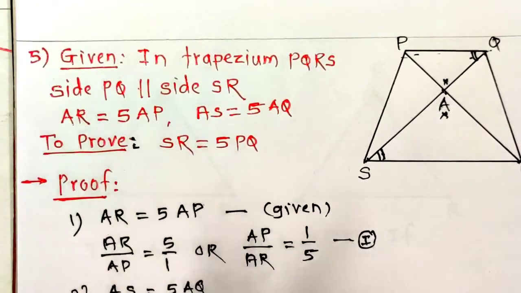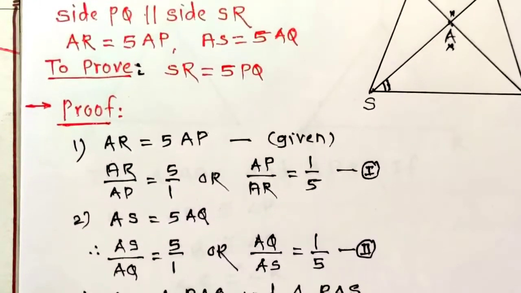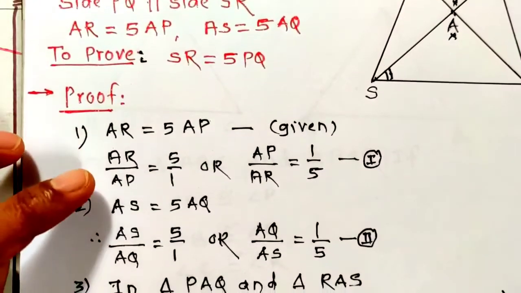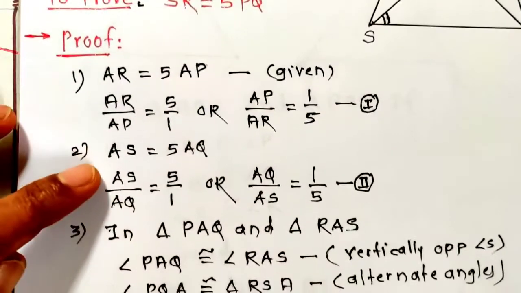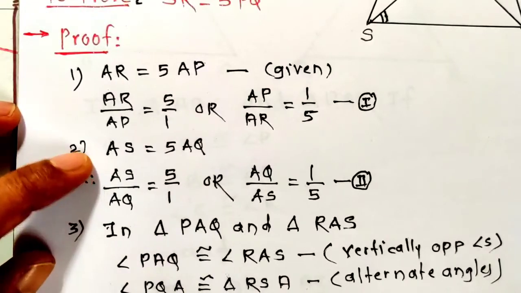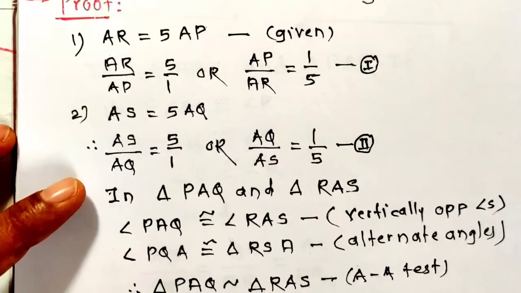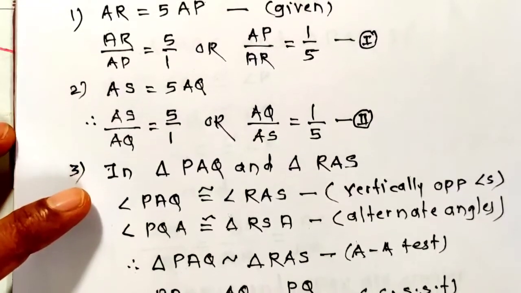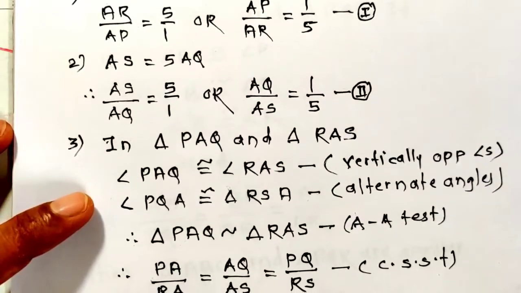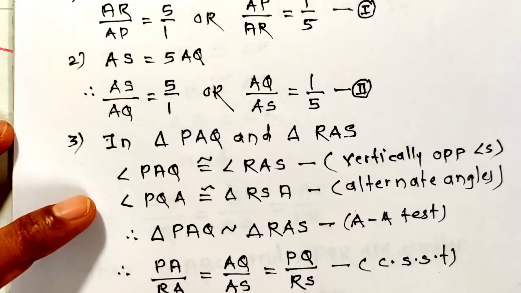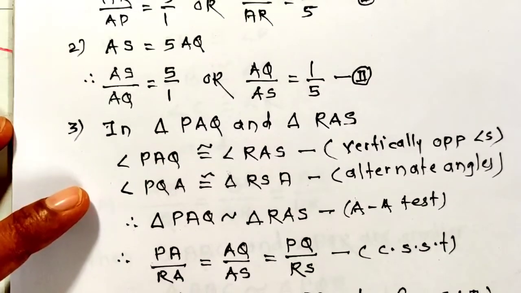Here the given sum is there, the figure is a trapezium. Two conditions are there. AR is equal to 5 AP. So we get the first ratio AP by AR is 1 by 5. Second relation is given, AS is equal to 5 AQ. By simplification we get AQ by AS is equal to 1 upon 5. Now consider two triangles PAQ and RAS. These triangles become similar by AA test. One pair is vertically opposite angles, the other pair is alternate angles.